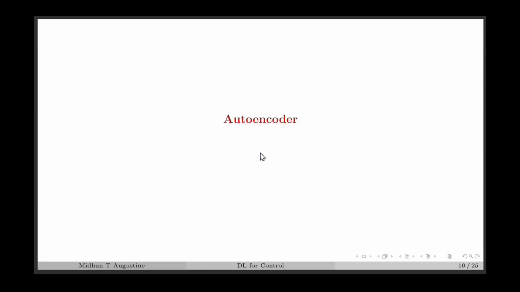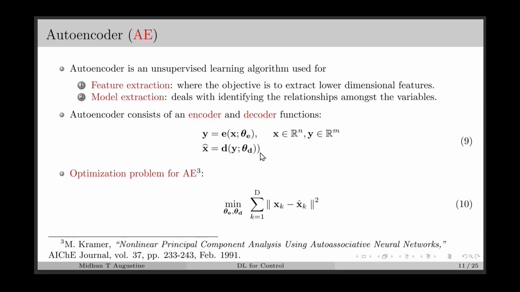Next, we move on to autoencoder, in which we replace the linear transformations in PCA with a nonlinear transformation using neural networks. Autoencoder is an unsupervised learning algorithm which can be used for feature extraction, where the objective is to extract lower dimensional features from the input data set. In autoencoder, we will be focusing on nonlinear feature extraction. Autoencoders can also be used for model extraction, where the objective is to identify the relationships amongst the variables in the dataset.